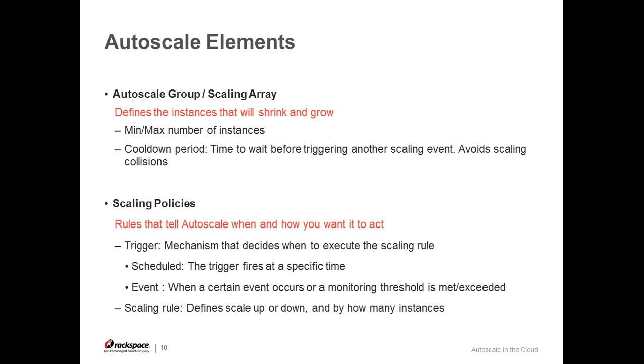A little bit about some of the common Autoscale elements that you will see when you look at different providers. The first concept is the Autoscale group or the scaling array. It's really just the mechanism where you define the instance that's going to shrink and grow. So you will give it an image and say, use this base image to build the new service that I want, build this flavor or this size of server. But it will also define a minimum and a maximum number of instances.